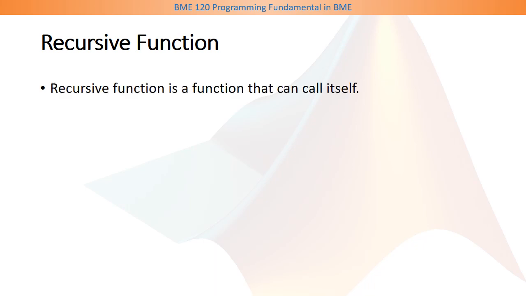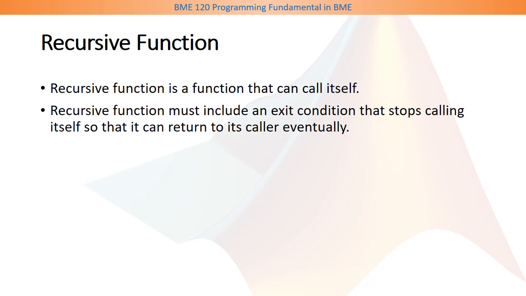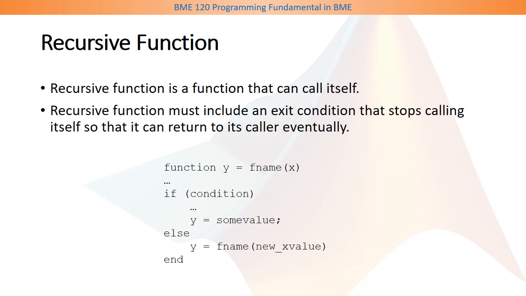A recursive function is a function that can call itself. It must include an exit condition that stops calling itself so that it can return to its caller eventually. Here is the general structure of a recursive function.